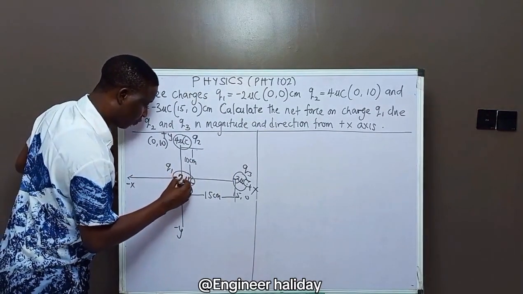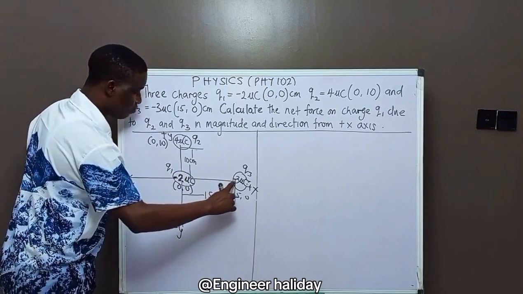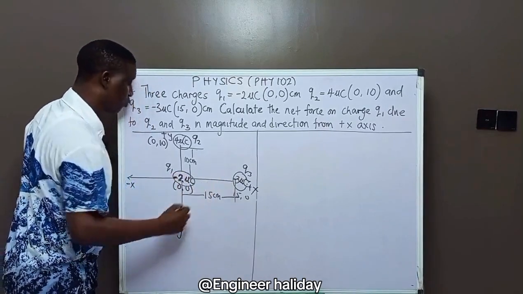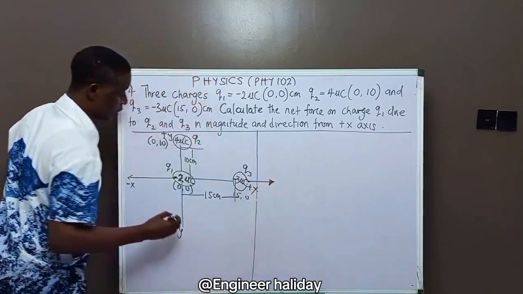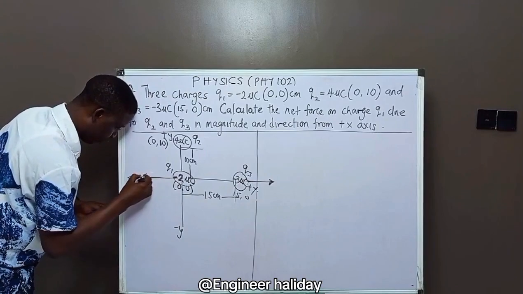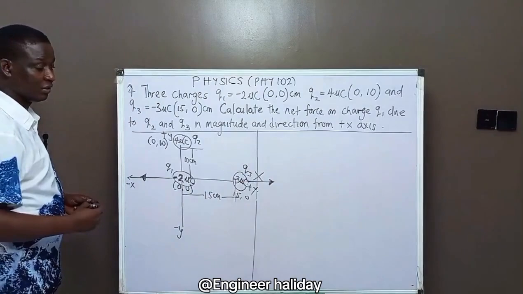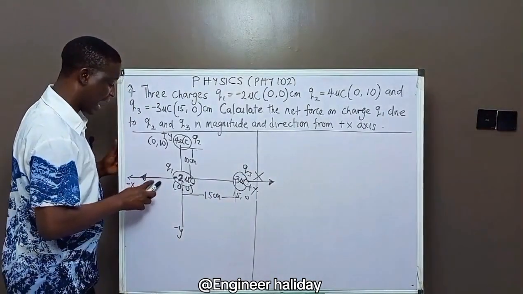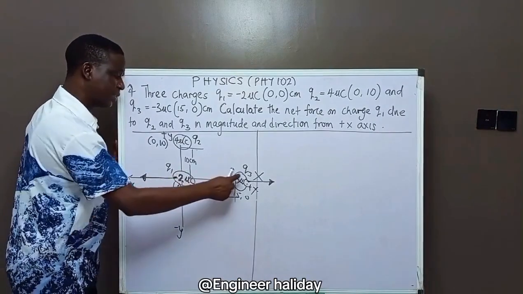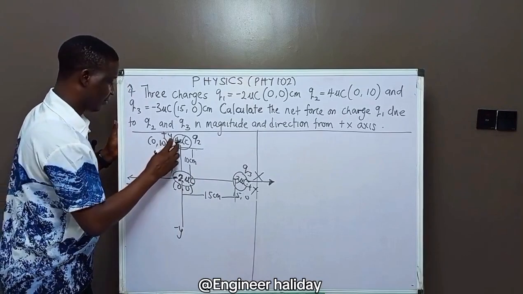Now this is plus 2, minus 2 microcoulombs. Now these like charges will repel each other. So this one will go this way, the other will go this way. Repulsion in this manner. But we are not interested in this one, so cancel that one. Strike it. What we are interested in is this arrow, this direction, because we are looking for the influence of Q3 on Q1.